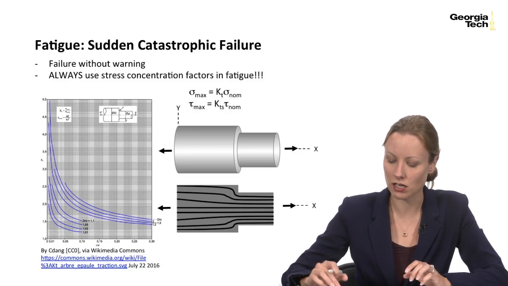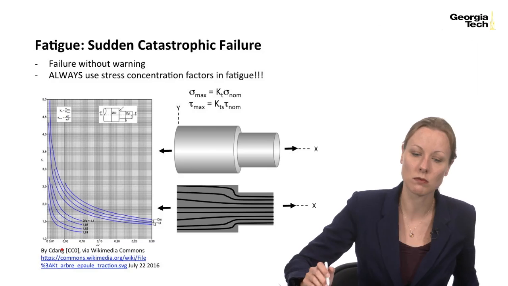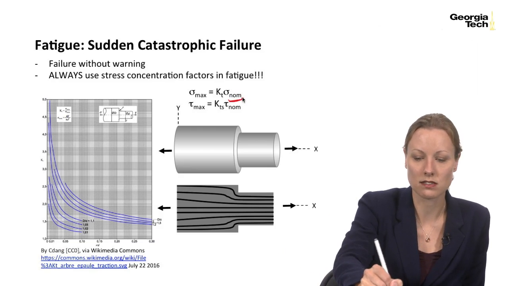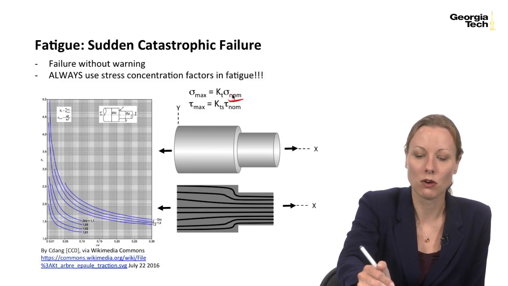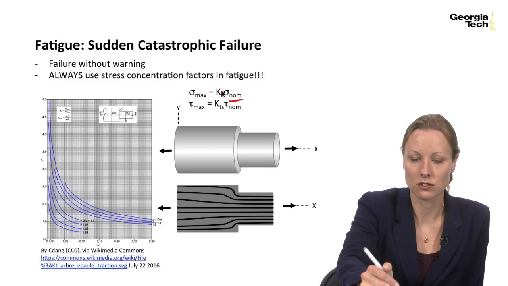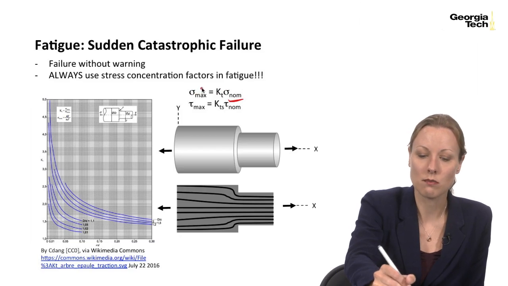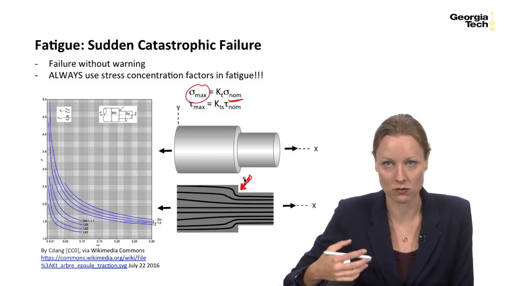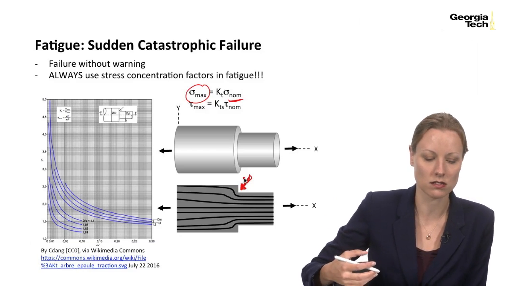So in static loading conditions, we use something called a KT, which increased our nominal stress by multiplying it by KT, the stress concentration factor, to get the maximum stress that's actually occurring at one of these places with a discontinuity. So it's helping you calculate the stress that the part is actually seeing due to that discontinuity.